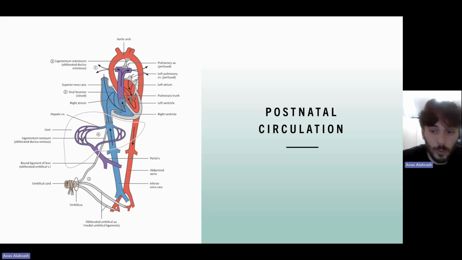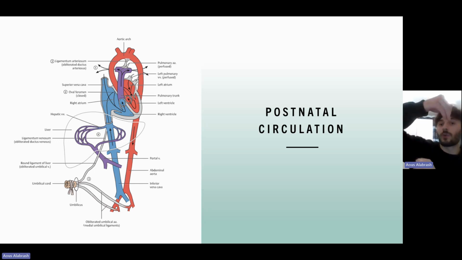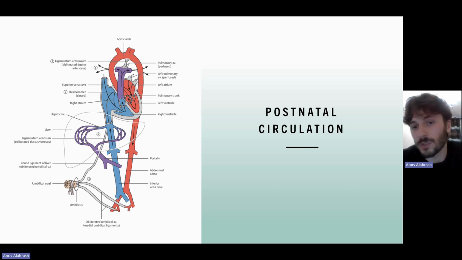So, one last time, just to summarize everything. The ductus arteriosus closes and forms the ligamentum arteriosum. The valve of the foramen ovale closes, and it forms the oval fossa. The umbilical arteries distally close and form the medial umbilical ligament. Proximally, they stay open and form the superior vesical arteries. The umbilical veins and ductus venosus also close. The umbilical veins form the ligamentum teres of the liver, while the ductus venosus forms the ligamentum venosum.